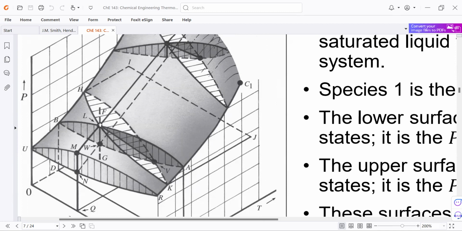As we touch the upper surface, from point F to L, which lies on the upper surface, we observe the first bubble of the vapor. Therefore we call this point L the bubble point. And as mentioned, it lies on the upper surface, and therefore we can call this upper surface the bubble point surface.